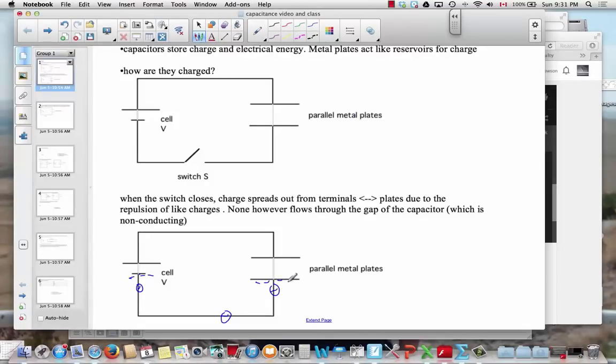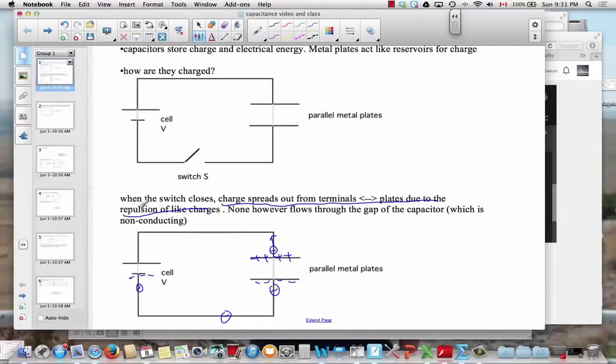plate of metal. Now, the plate of metal actually has quite a bit of room, if you like, to store excess negative charges. As that's happening, negative charges are going to leave this upper plate just because they're repelled by the excess negative building up here, which is going to leave excess positives or a lack of negatives on this plate. So as it says, charge spreads out from the terminals of the cell to the plates due to the repulsion of like charges. Now, in all of this, there's nothing flowing through the gap. There's just charge arriving on this plate and charge leaving that plate.